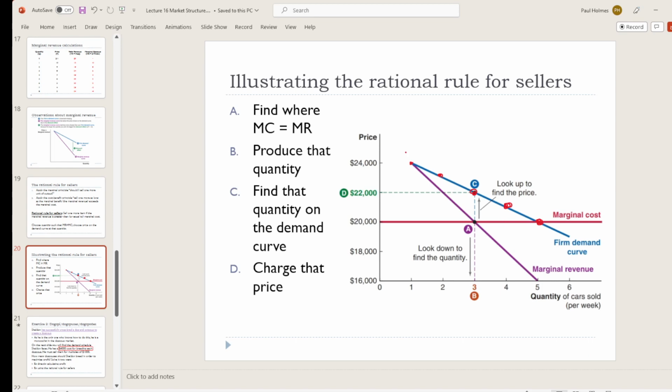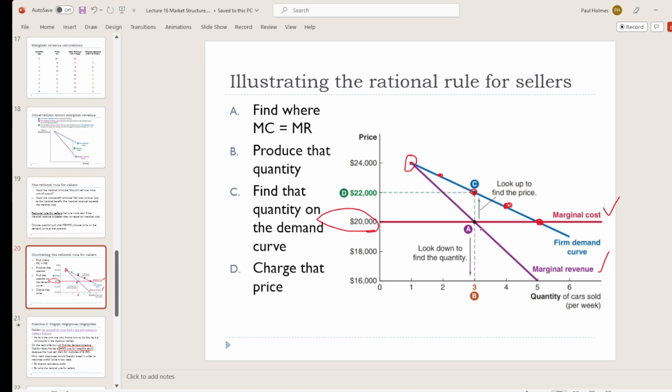But graphically, once we've got our firm demand curve, we can also get our firm's marginal revenue curve. It's going to start up here at a quantity of 1 and go down with twice the slope of that firm demand curve. And so that'll give us our marginal revenue curve, which is half of what we need to apply the rational rule. The other half that we need is a marginal cost, and so we've assumed here that all of our cars cost us exactly 20,000 to produce.